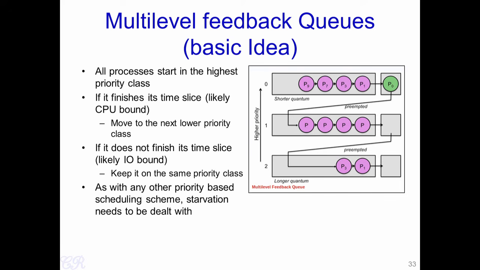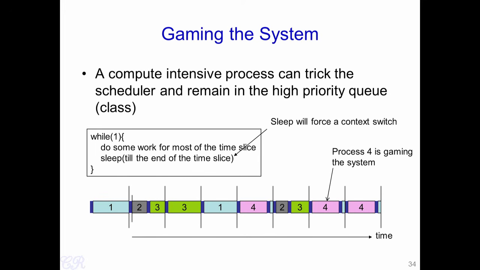However, the drawback is that we could still have starvation, and then techniques are to be implemented where starvation needs to be dealt with. Another drawback of this scheduling algorithm is that a malicious process could game the system and always remain in the high priority class. So, let us see how this works with an example.